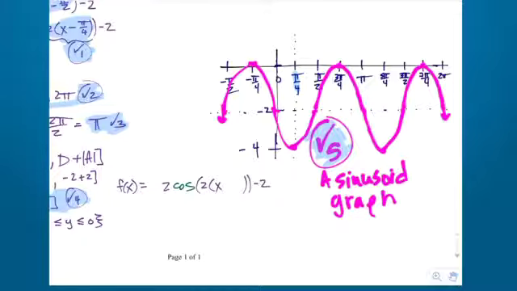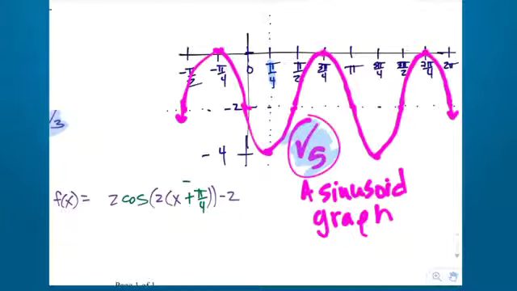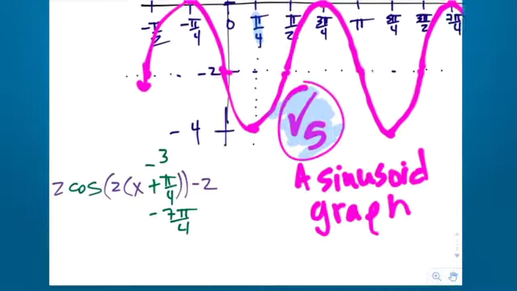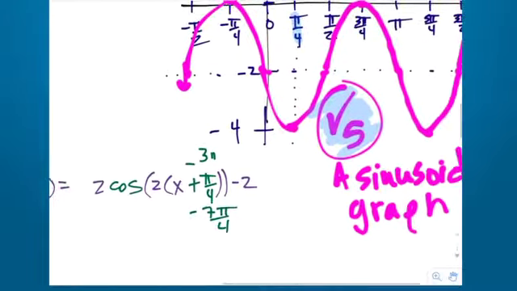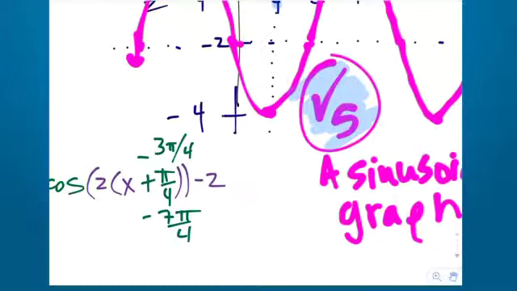So you can either have plus pi/4, or you can have minus 3 pi/4, or you can have minus 7 pi/4. I'll take any one of those. And there are how many others? Infinitely many. Yeah. Okay, so we'll call that the 6th check.